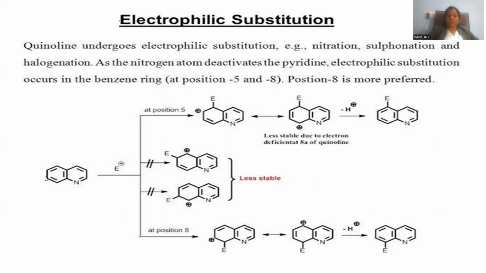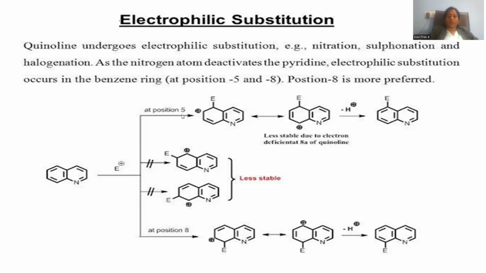And upon the benzene ring, again we have 4 probable sites: position number 5, 6, 7, 8. Among 5, 6, 7, 8, only positions 5 and 8 go for electrophilic substitution more comfortably, giving rise to 5 and 8 substituted products as well.